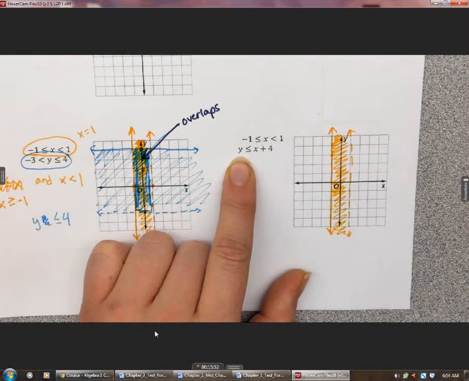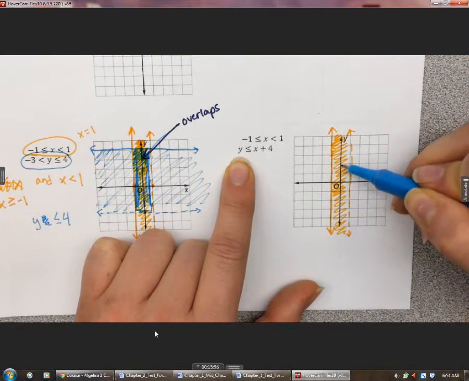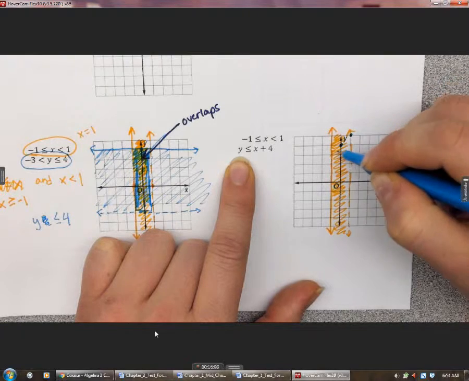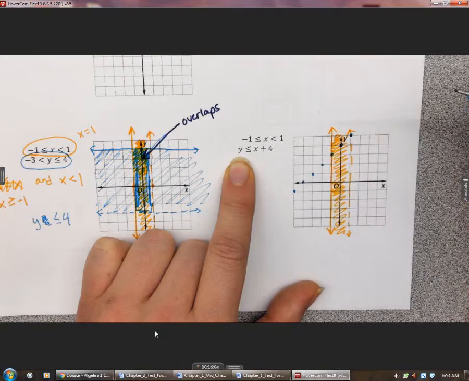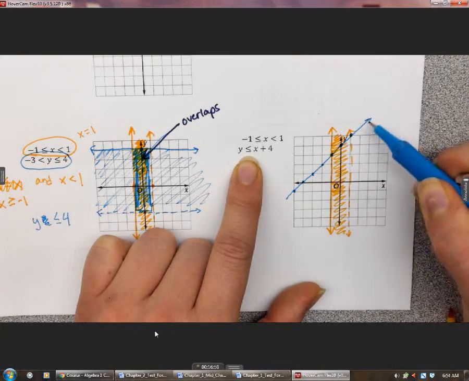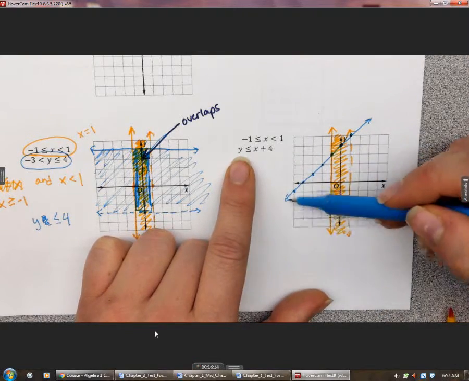Then I have this one now. Y is less than or equal to x plus 4. So I need to go up 4. 1, 2, 3, 4. My slope is up 1 over 1. This is solid. Maybe a solid line like this. And y is less than that, so you'd shade underneath it.